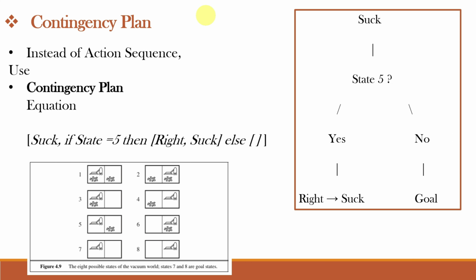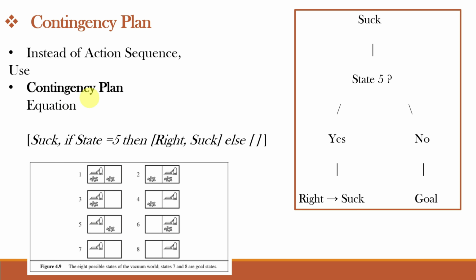Okay. See, in deterministic search, we simply write a sequence of actions. But in a non-deterministic environment, one sequence is not enough. The agent must be prepared for every possible outcome. And this type of solution is called the contingency plan. As shown in the figure, the agent first performs the suck action. If the resulting state is state 5, it moves right and performs suck again. Otherwise, if the environment has already reached the goal state, no further action is needed.